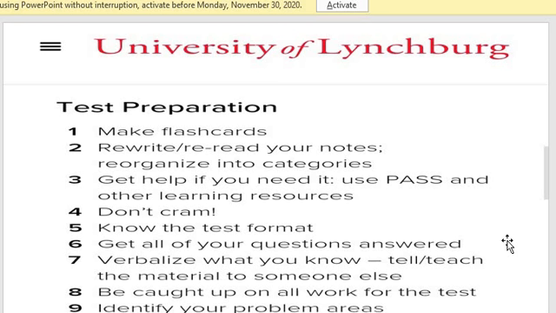Okay, next is be caught up on all work for the test. Okay, catch up yourself when you are best known for your study on this test. That is very important for you. So be caught up on all the work for the test.